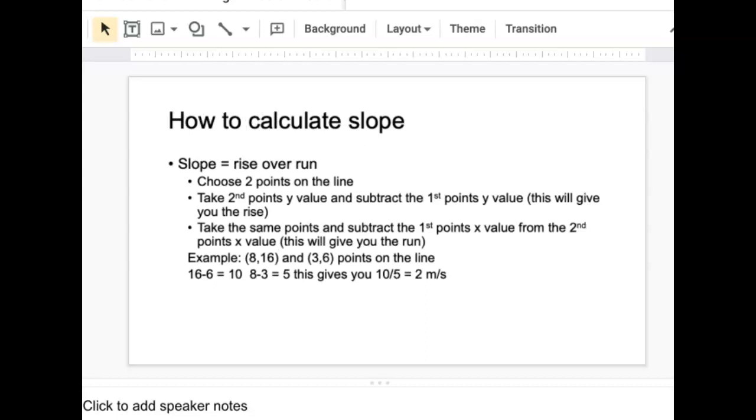Okay, to calculate slope, hopefully you learned this in math class, but it's called rise over run. You choose 2 points on the line. The second point, y value, subtract the first point on the y value. That gives you your rise. Do the same thing on your x-axis. Same 2 points. You can't change your points. And then that would tell you the slope. So in my example here, I have 8 and 16 and 3 and 6 are my x and y's. So 16 minus 6, those are my y's. 8 minus 3, that's my x. 10 divided by 5 gives me 2 meters per second.